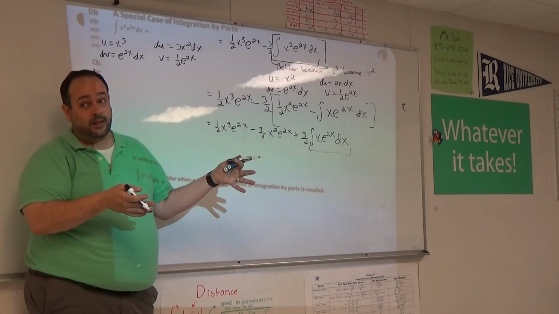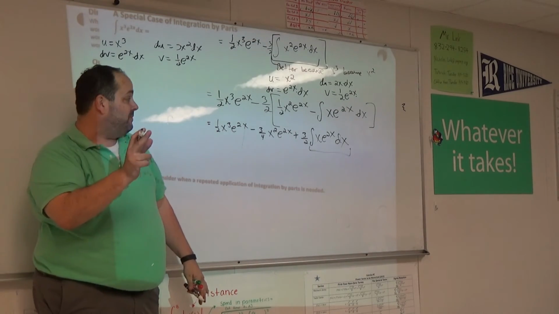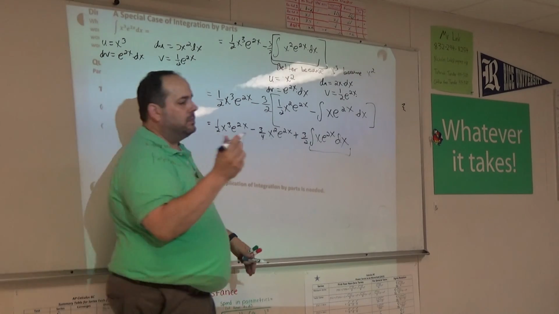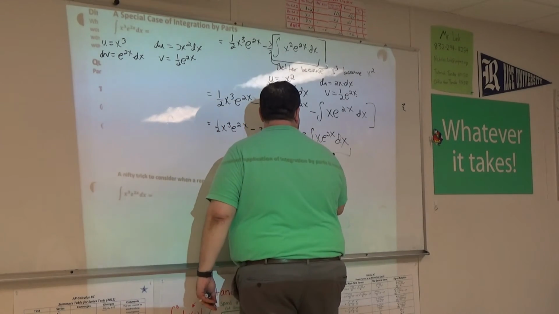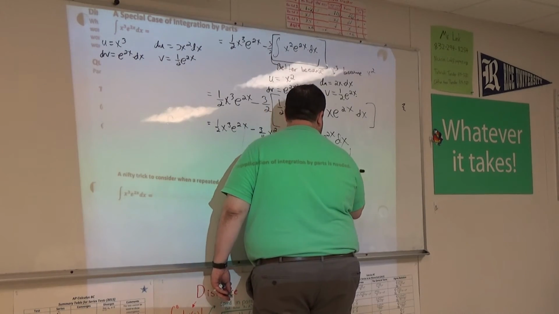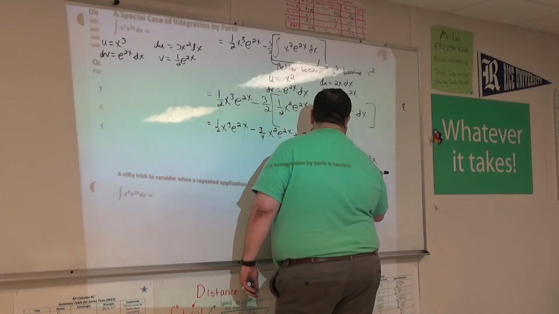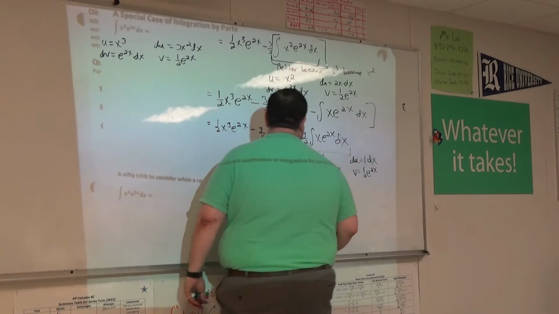Guess what, y'all? We are almost there. If you're paying attention and you're hopeful, one more time. U is equal to x. DV is e to the 2x dx. DU, it is inception, right? We are going deep into the dream sequence.